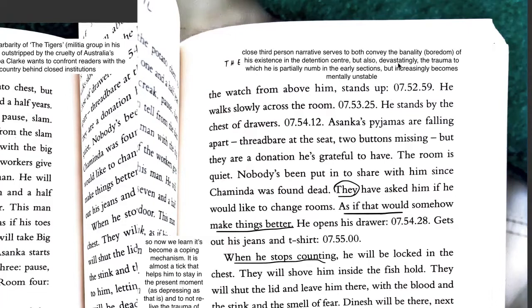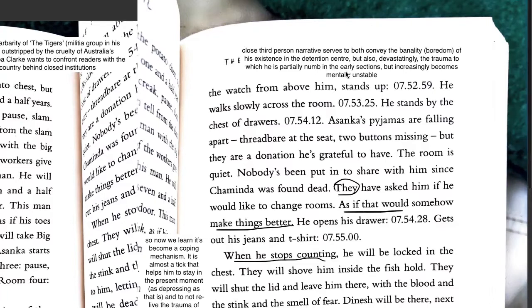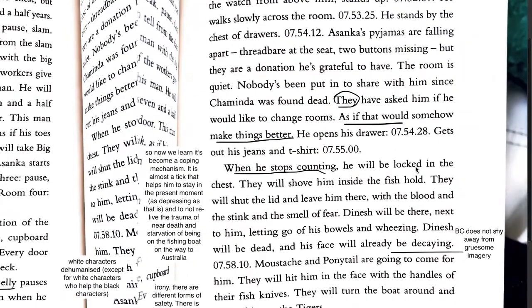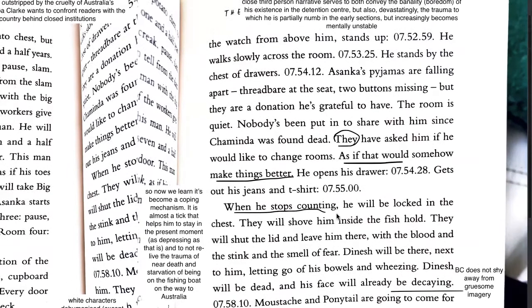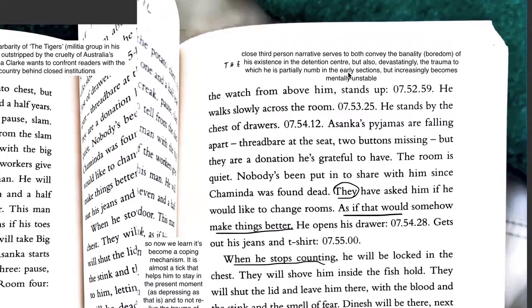But the other effect of it, which is sort of diametrically opposed, is devastatingly how it conveys the trauma that he's gone through as well. Because as it says, when he stops counting, he will be back locked in that chest. They will shove him inside the fish hold. They will shut the lid and leave him there with the blood and the stink and the smell of fear. So the other effect of it is it helps us get an insight into his mind, which is already quite unstable at this point as well. He's deeply traumatized from his home country, where he was mutilated by the Tigers and forced out of home. He's left on his own.